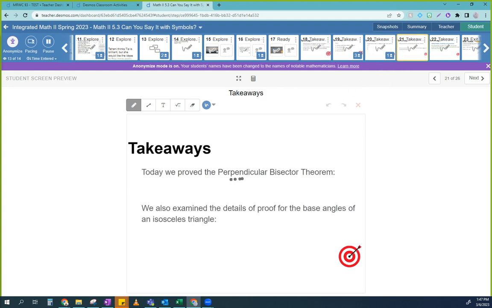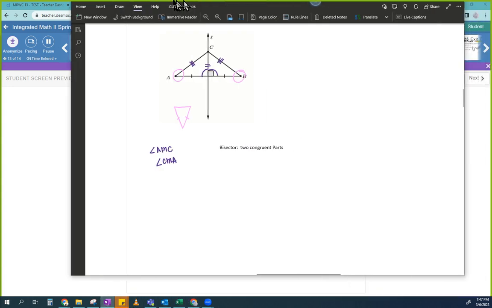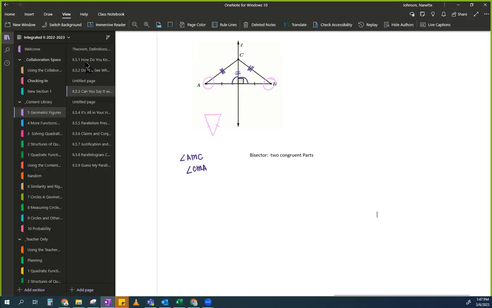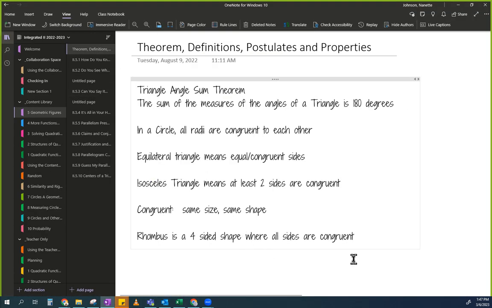Today, we proved the perpendicular bisector theorem, okay? We proved that perpendicular bisector theorem. So this is something that I want us to write over here in our little notebook of theorems. So I'm going to write it here. It's called the perpendicular bisector theorem.